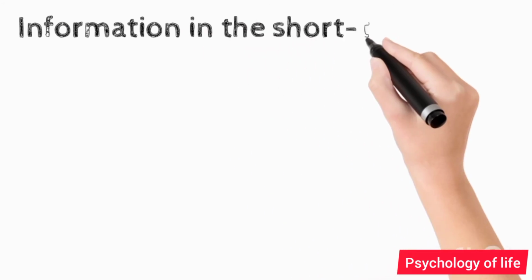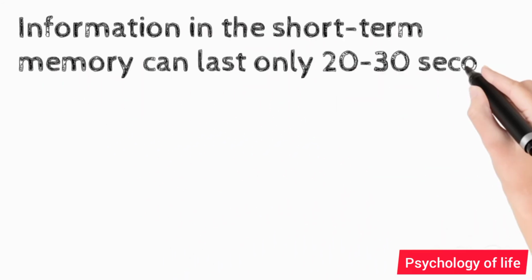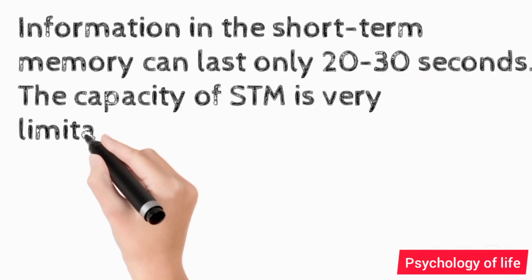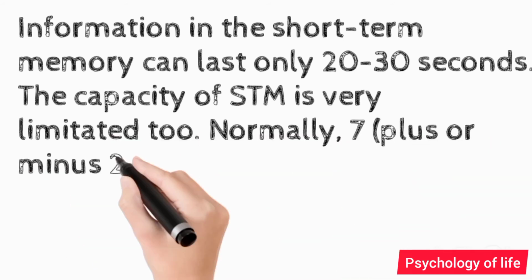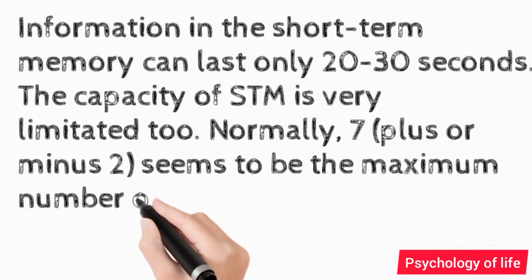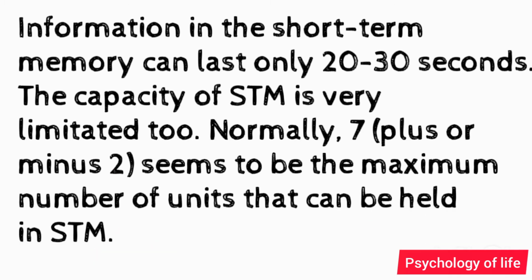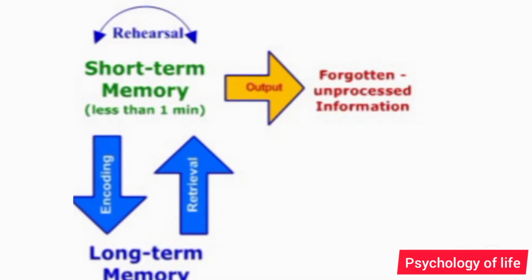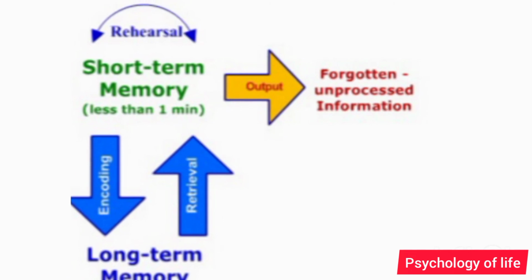Information in the short-term memory can last only 20 to 30 seconds. The capacity of STM is very limited. Normally, 7 plus or minus 2 seems to be the maximum number of units that can be held in STM. Information from short-term memory is transferred to long-term memory through maintenance rehearsal.